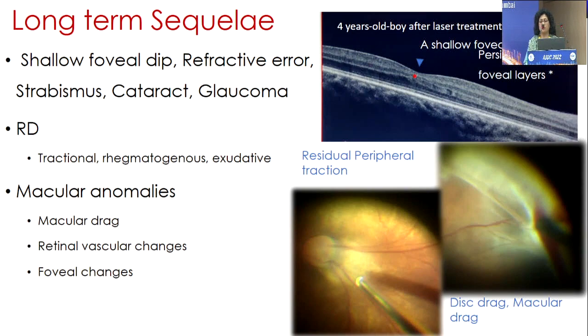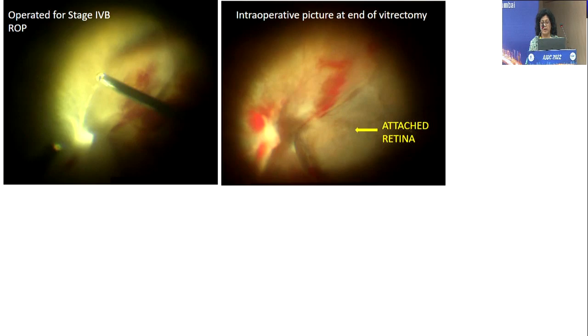Long-term sequelae of ROP, apart from the shallow foveal dip or persistence of inner layers of fovea, there are other things which happen due to residual peripheral traction areas. They could be macular drag, disc drag, there could be straightening of vessels, and you could pick up certain things on macula also. This was stage 4B ROP. We've done fairly good treatment, happy with our treatment.